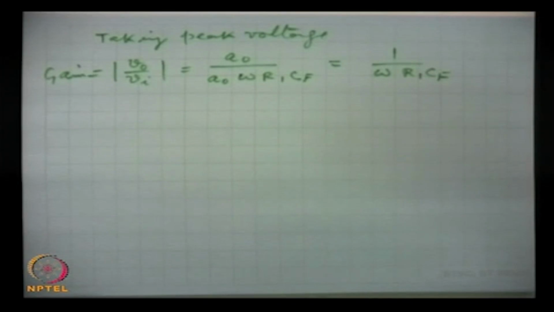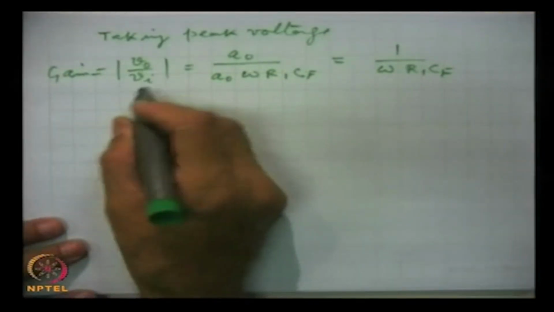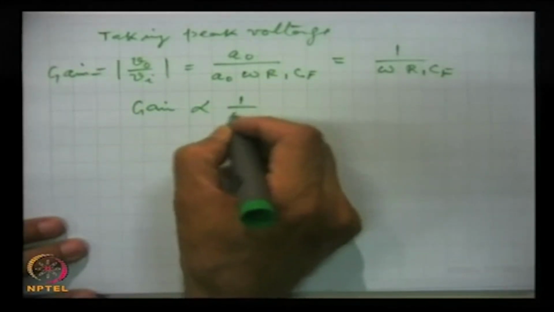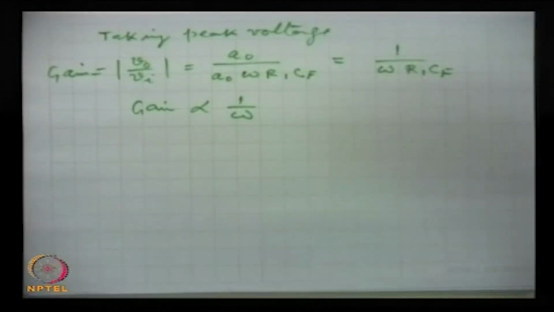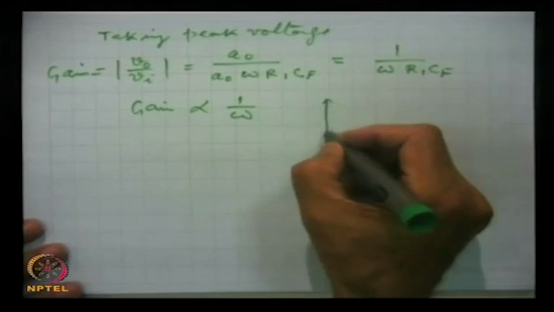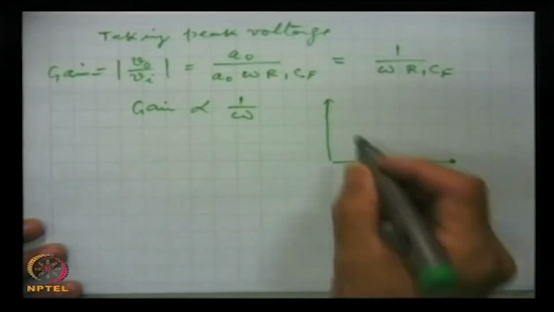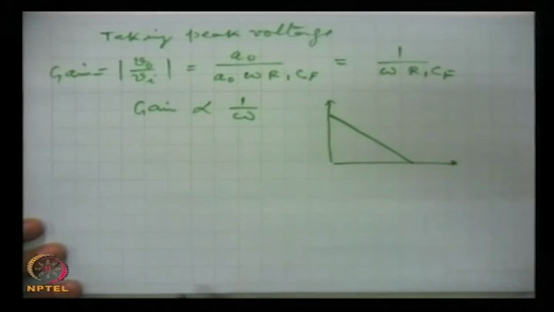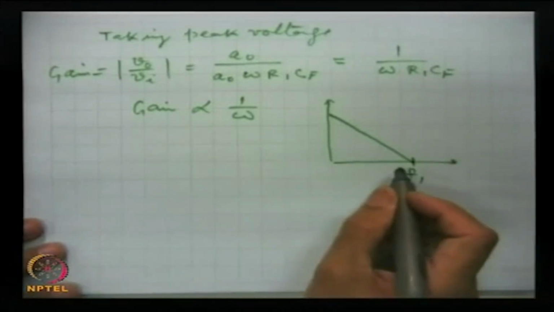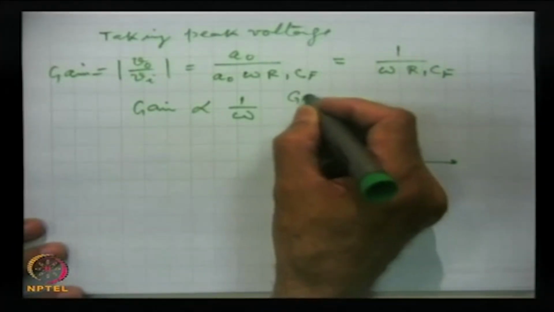So, what we are seeing is that the gain is frequency dependent. The angular frequency is omega, which is 2 pi f. So, as the frequency f increases, the gain falls. So, gain is proportional to 1 by omega, the frequency, and the plot for this is this. This is the frequency f1 at which the gain falls to 0. This is gain in dB.